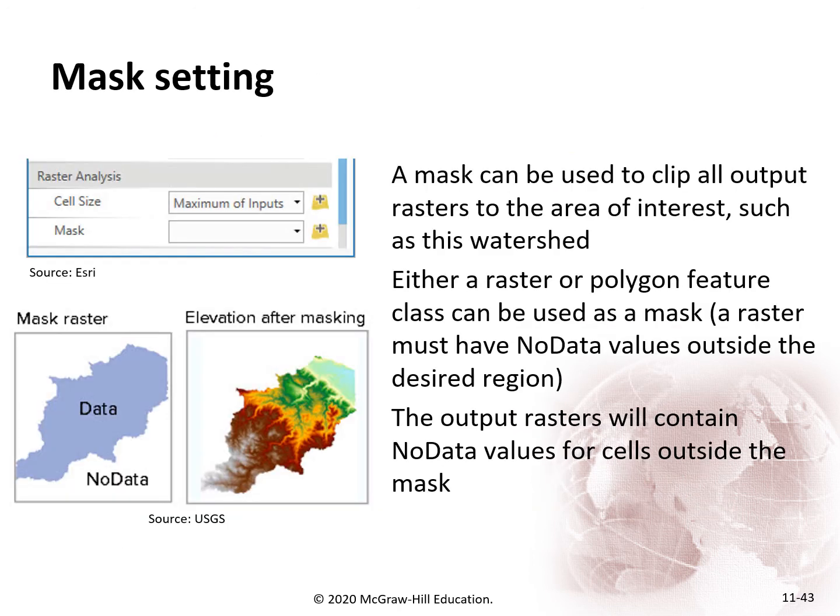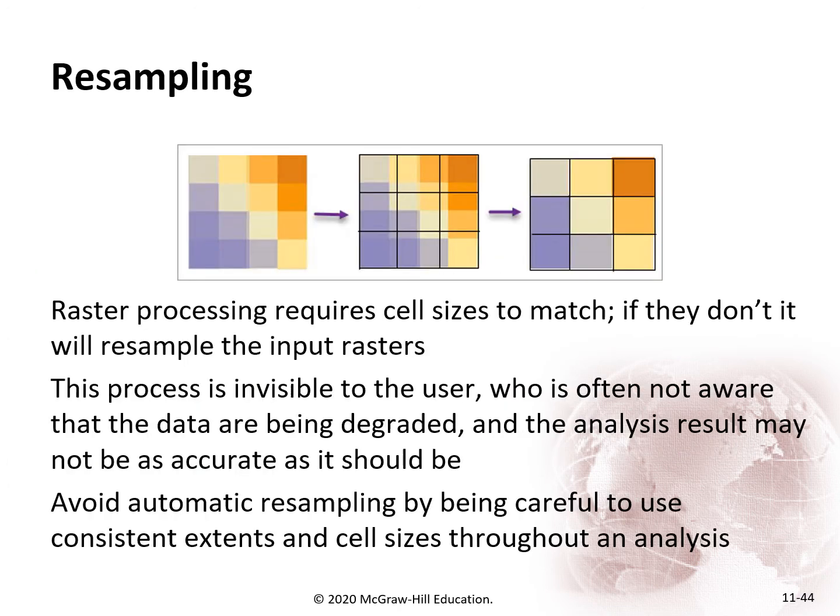Masks are basically just a way to clip rasters. So you pick a mask and you assign it. When you do analysis, it'll cut it off at the borders of that. Resampling is the process that we use to match things that don't match. A lot of different techniques.